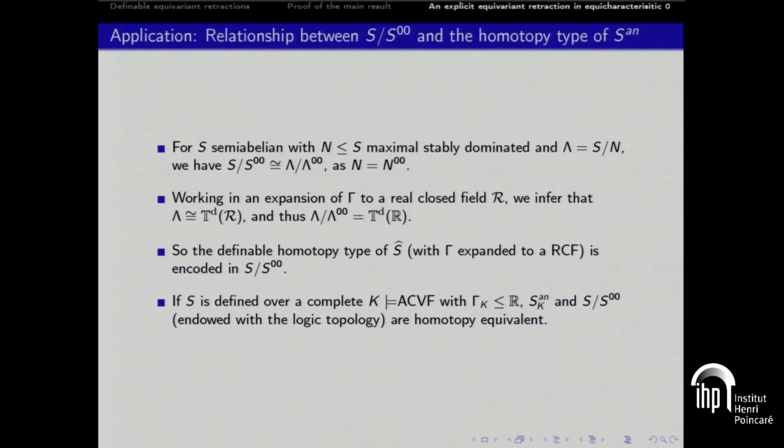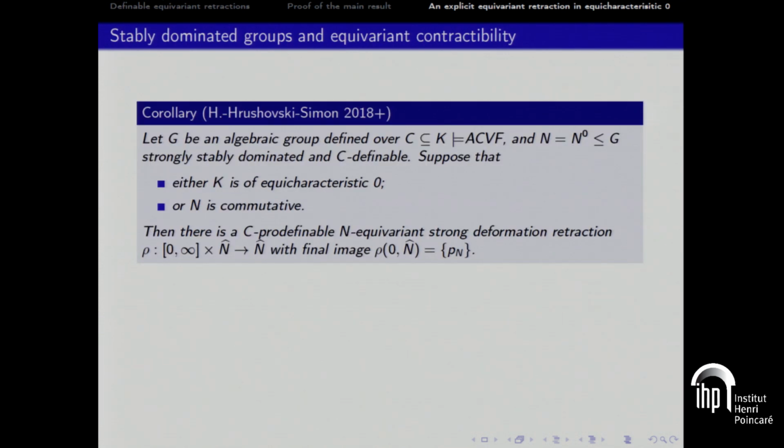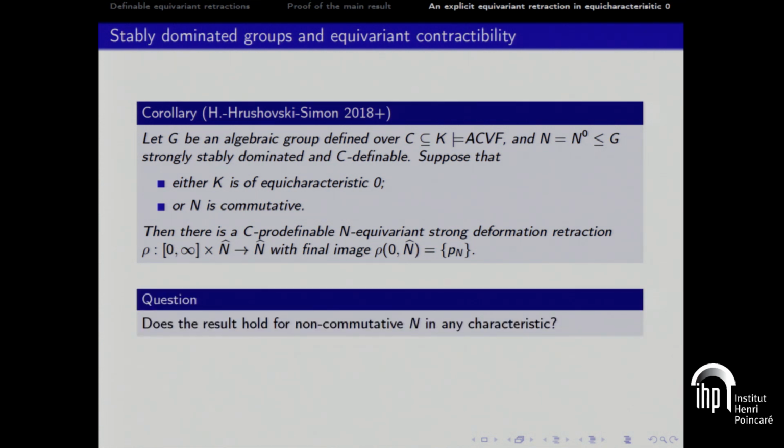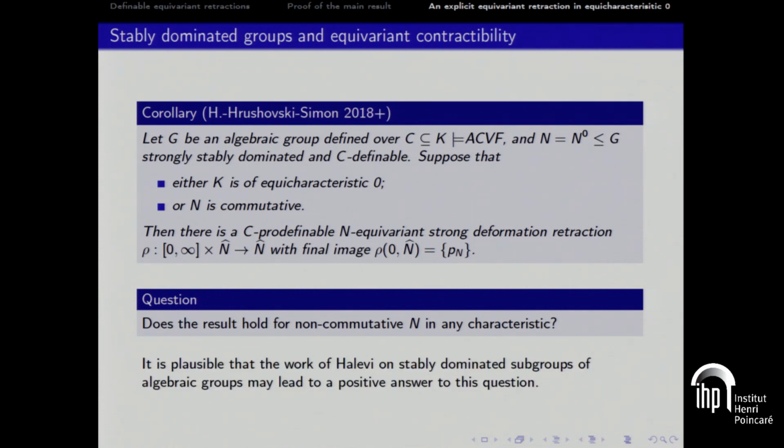Good. Now to finish, just a little variant on our main theorem is this corollary. So if you have a subgroup of an algebraic group which is connected, strongly stably dominated, then the proof shows, of course, I just did it, if we don't perform the construction on the whole, but just on N hat here, then of course you retract it to the generic of N. That is what is explained in this corollary. So in any situation, also in non-commutative situations. And the question is, does this also hold for non-commutative N in any characteristic? And I think that the work of Halevi on stably dominated subgroups of algebraic groups should or could very plausibly give a positive solution to this as well. Okay, thank you.